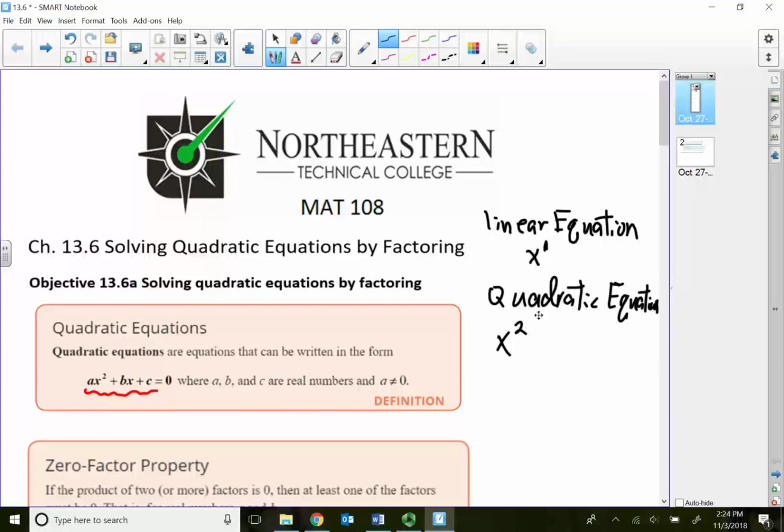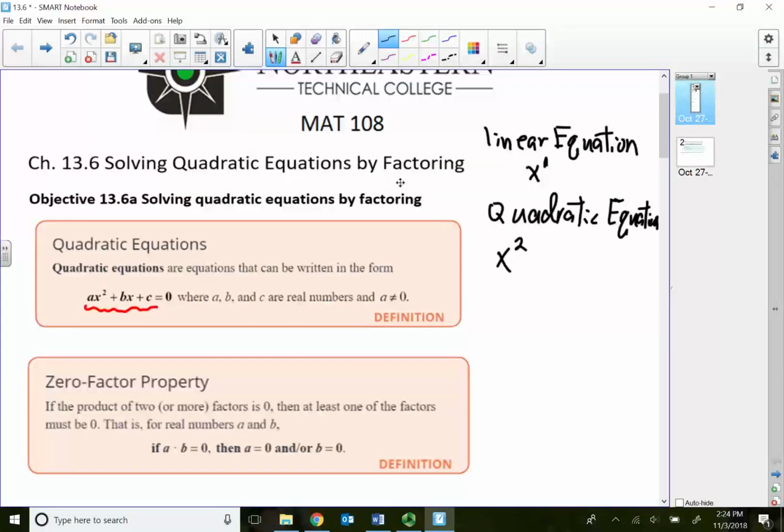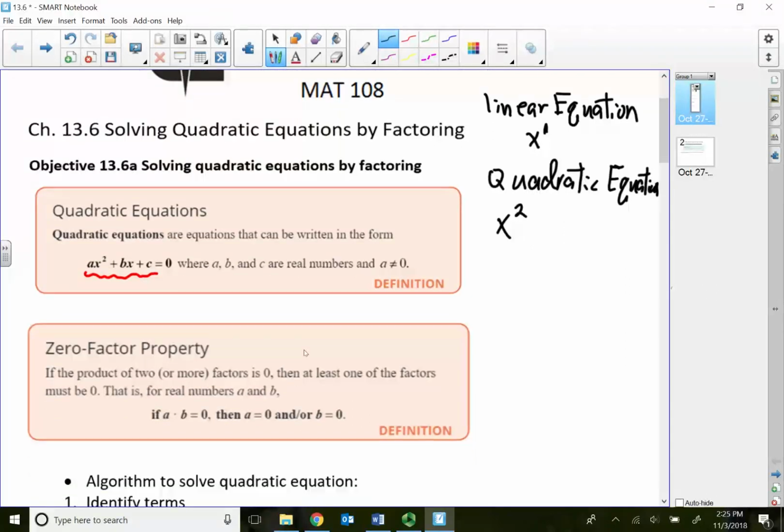Now there are 5 different techniques on how to solve a quadratic equation. The technique by factoring is our very first one. We will introduce another 3 techniques in module 16. Before we can even solve it by factoring, we need to understand this thing called the zero factor property. The zero factor property says if the product of 2 or more factors is 0, then at least one of the factors must be 0.